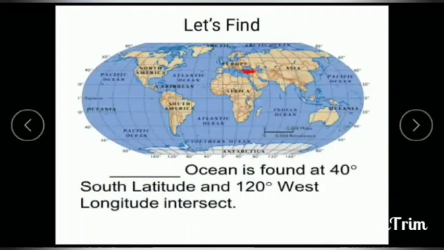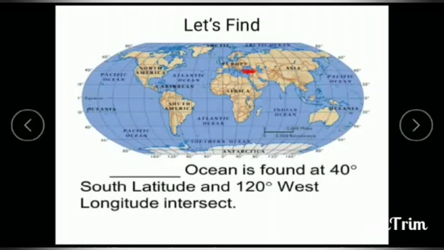Now, this is the next slide for you. Let's find. This is a globe. You have to find out that the ocean is found at 40 degree south latitude and 120 degree west longitude intersect. So how will you find it out? Now you can see in the picture, first we have to see the 40 degree south latitude. So where it is, we will find it out.